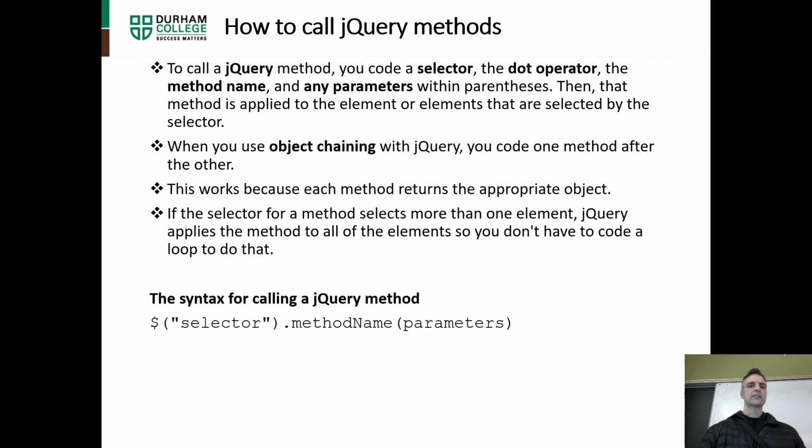All right, so again, it's all about this. So again, query selector, the method name, and the parameters. This is the general form for jQuery. That's how it works every single time. Okay, general form.